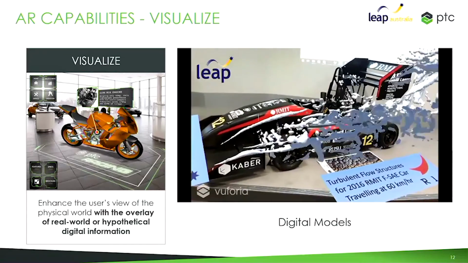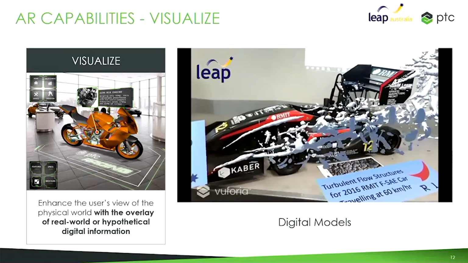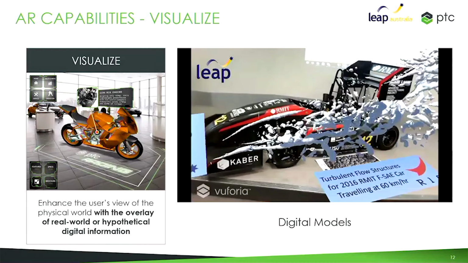Okay, so other examples, viewing CFD results. This is something that LEAP did with RMIT with the Formula SAE team to show an overlay of fluid flow results over the real vehicle to see how that's going to behave. And Hashan's going to talk a little bit more about that later on.